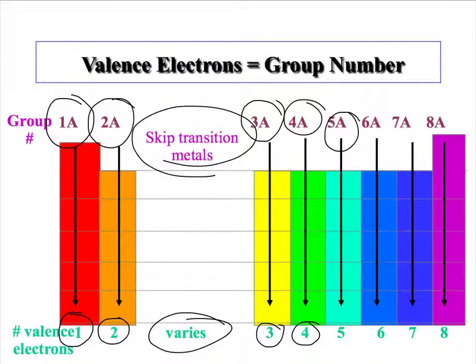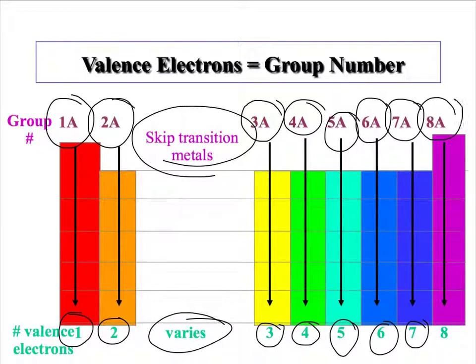Group 5A, the nitrogen group, has 5 valence electrons. Group 6A, the oxygen group, has 6 valence electrons. Group 7A, the halogens, has 7 valence electrons. And group 8A, our noble gases, has a full shell of 8 valence electrons.